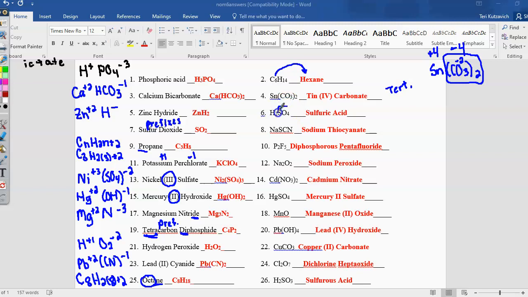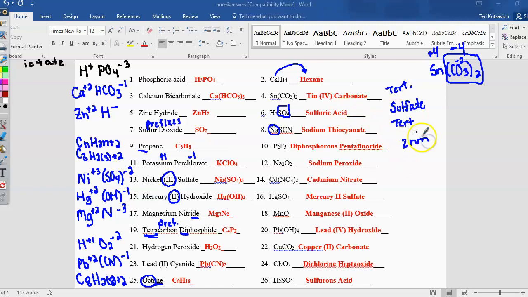This right here, it's an acid. So you have to figure out the name of what comes after the acid. And it's sulfate. Ates become ic, so it becomes sulfuric acid. This next one is ternary. So you write down your sodium, and everything that comes after the sodium has to be found on your polyatomic ion sheet, and it's thiocyanate.